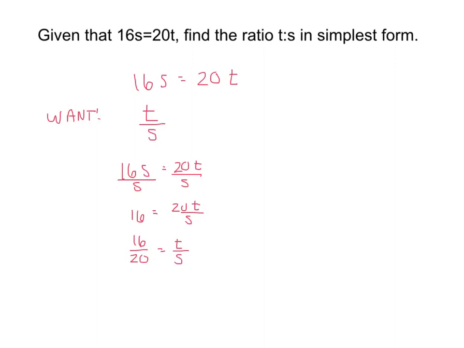Now we're actually done, but we want it in simplest form, so we need to reduce. Both of these can be divided by 4, so we end up with 4 over 5. We cannot simplify this any further, so 4 over 5 is our ratio. 4 to 5 is the simplest ratio of t to s, and we are all done. But as a reminder, we can express our answer as 4 to 5, and that's perfectly fine as well.